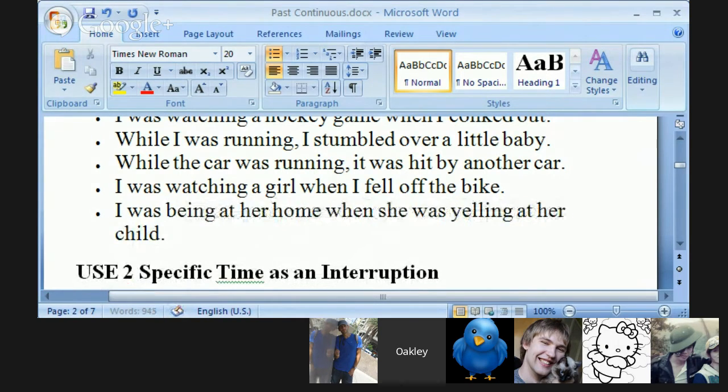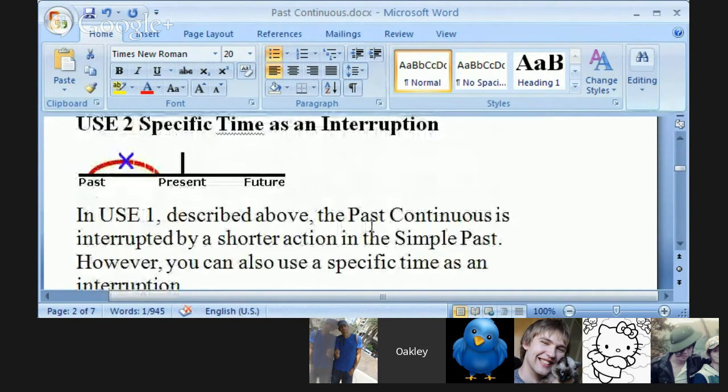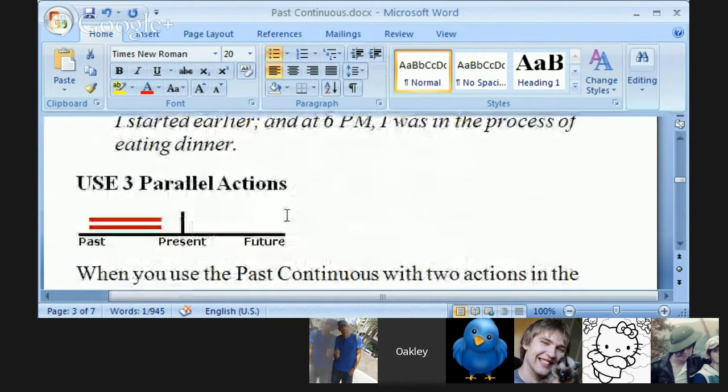You were at her house for a long time. You must have been, because you were there the whole time that she was yelling at her child. I cannot say I was being at her home, which in fact is what you're saying. So again, this is what I'm talking about. You can't use the verb to be as a continuous. This is okay to use when you're talking about two parallel actions. Both of these actions take duration.